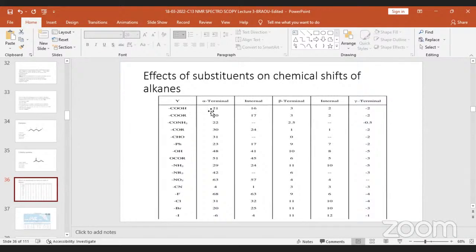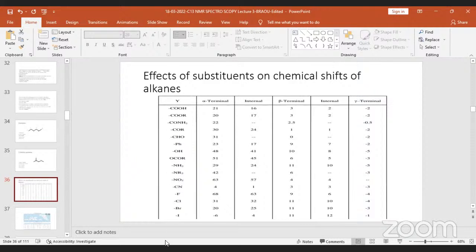Alkanoic acid means COOH is the substituent, as in esters, amides, etc. Suppose COOH is attached. If it is an alpha carbon, the carbon under consideration which we are calculating is terminal, it contributes a 21 ppm shift. If it is internal, a 16 ppm shift. Alpha terminal this much, beta terminal this much. You just observe the table.